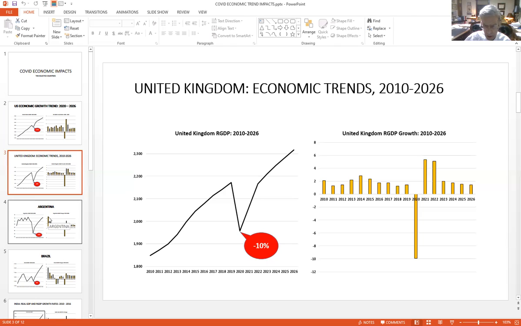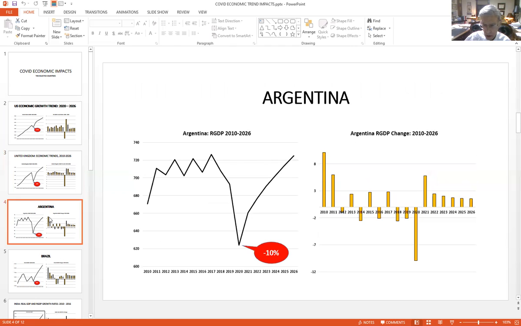Now, you want to see a chart that looks very similar to this one? Here's Argentina. Look at that drop, 10%. However, Argentina was having some difficulty all the way back in 2019.